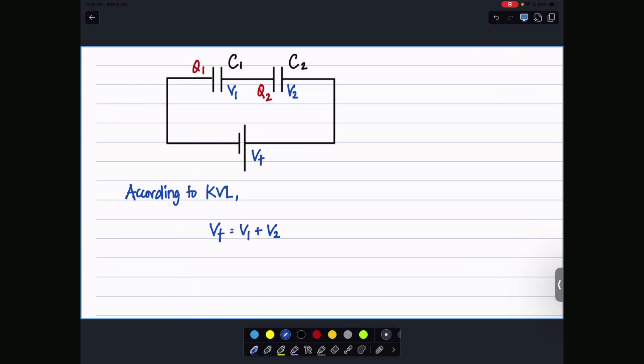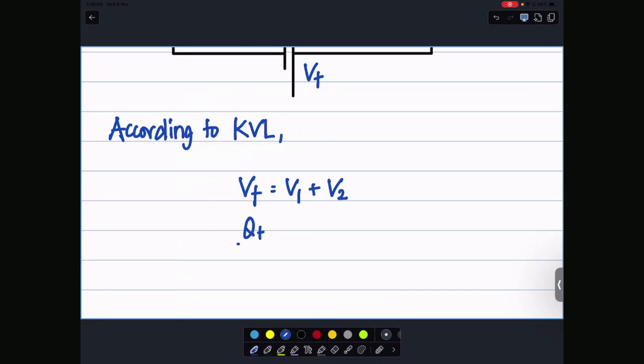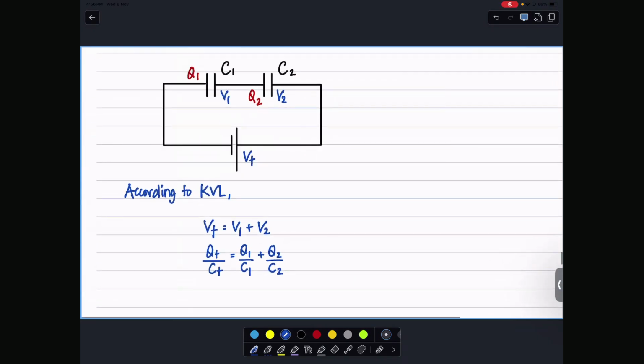Do you agree? Okay, now in terms of capacitors, can you give me an equation for voltage? Q equals CV, so V equals Q by C, right? So I can write this as Q total divided by C total should be equal to Q1 divided by C1 plus Q2 divided by C2, and so forth. However, what are the charges going to be in each capacitor? So it turns out same.